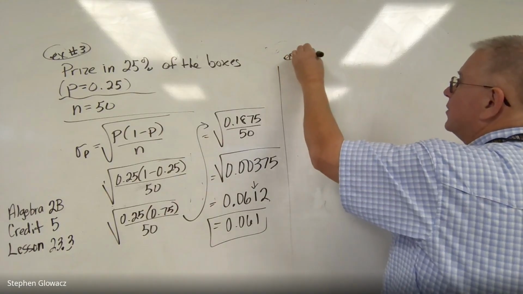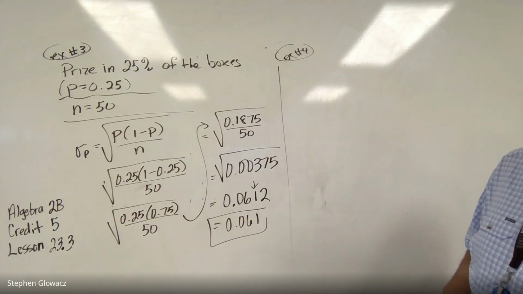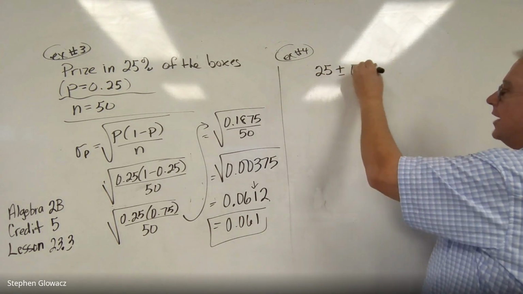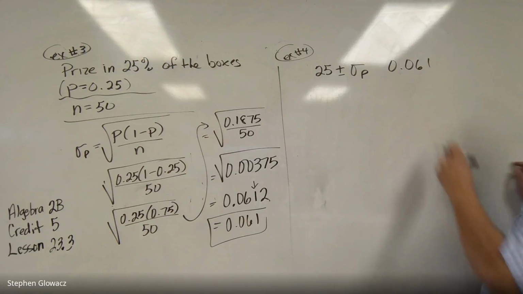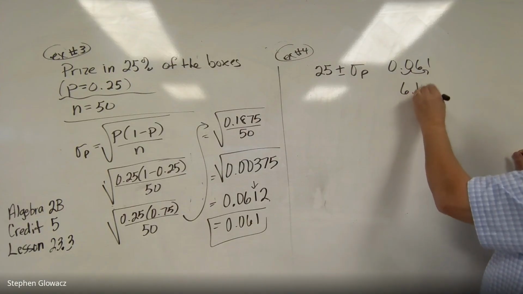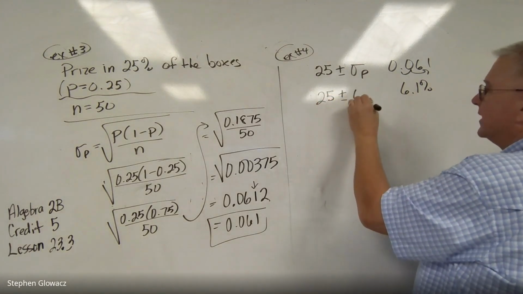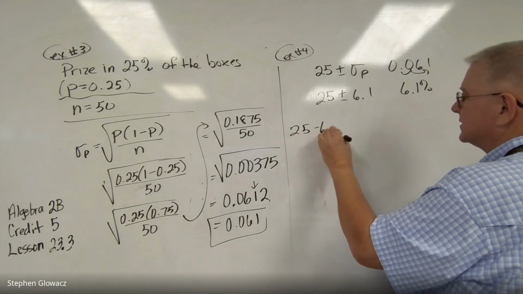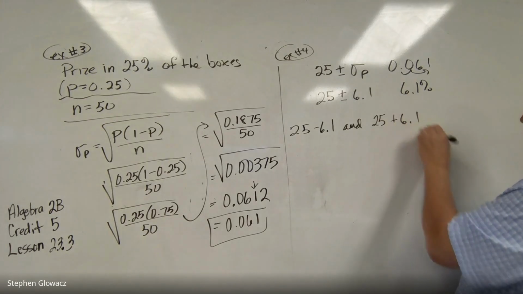So now for our example for number 4, we're going to have our 25% plus or minus our standard error of the proportion. And we need to write that as a percent. So we're going to move that decimal 2 places to the right. And so that's going to be 6.1%. So we have 25 plus or minus 6.1. So on the low end, we have 25 minus 6.1. And then on the high end, 25 plus 6.1.